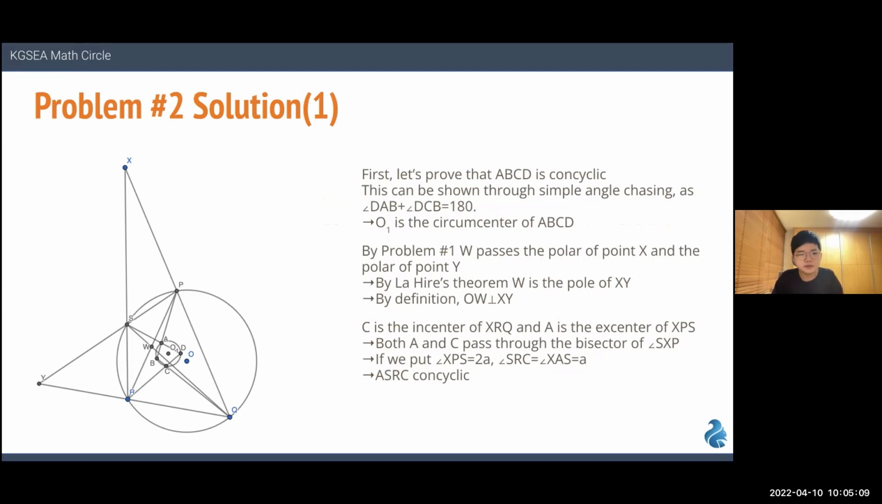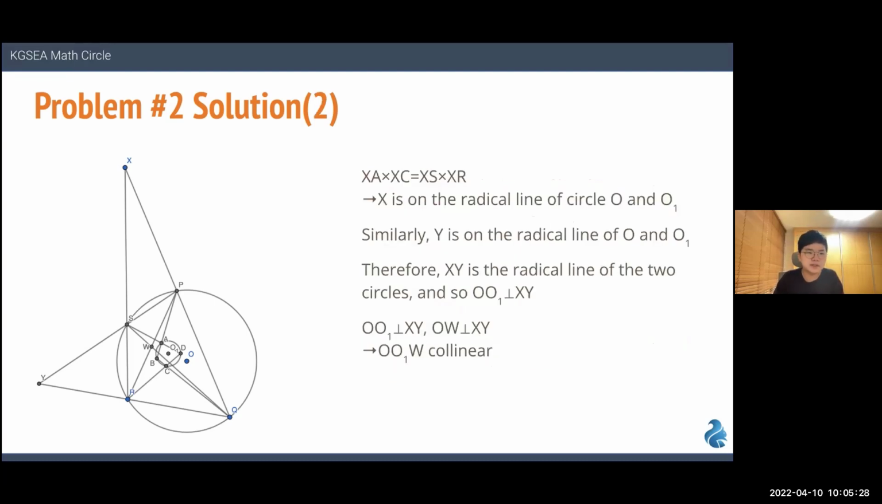C is the incenter of triangle XRQ, and A is the excenter of triangle XPS, which means that both A and C pass through the bisector of angle SXP. If we put angle XPS as 2A, then angle SRC is equal to XAS, which is equal to A, which means that ASRC is concyclic. By power of a point, we can see that XA times XC is equal to XS times XR, which means that X is on the radical line of circles O and O1.